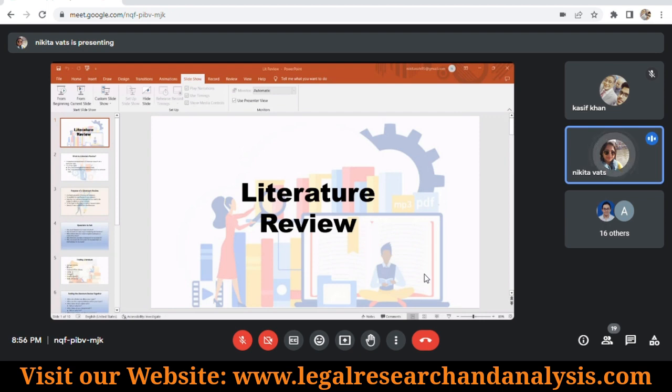Are you able to understand it? It is very important to identify gaps while you're doing literature review, because then only your research would be adding something new to the already existing knowledge base. Otherwise, you'll be just rewriting stuff.